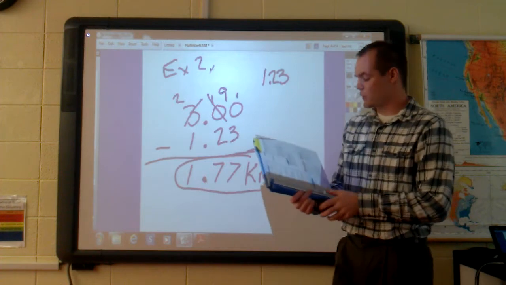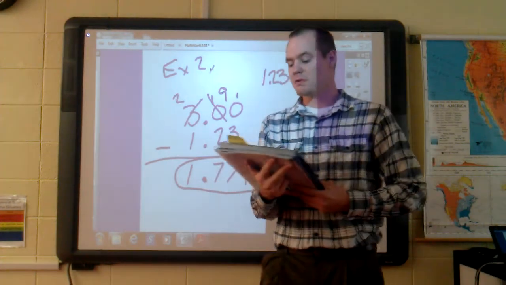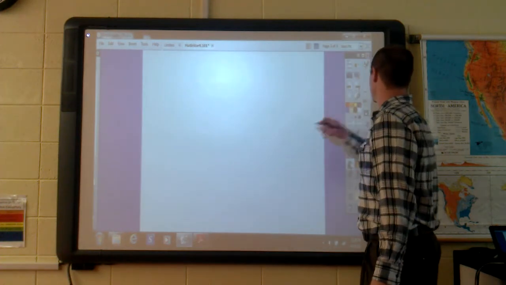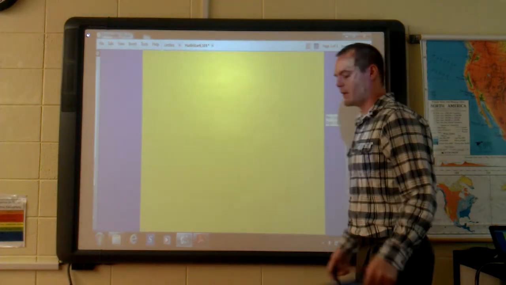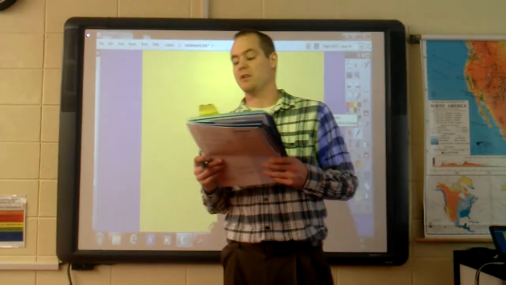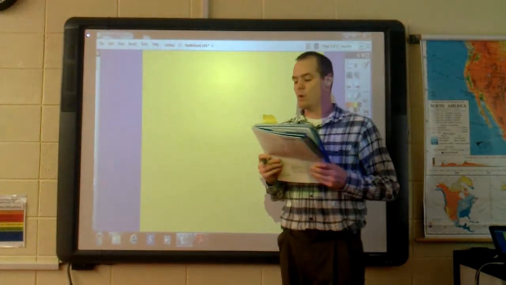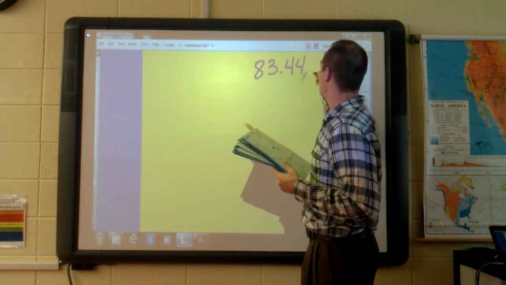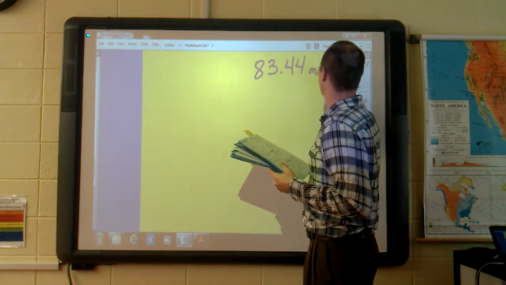Okay, let's turn our pages to example 3, found on page 666. Example 3, let's do a little bit of Viking action. In 2004, the land area of Laredo, Texas was 83.44 square miles.